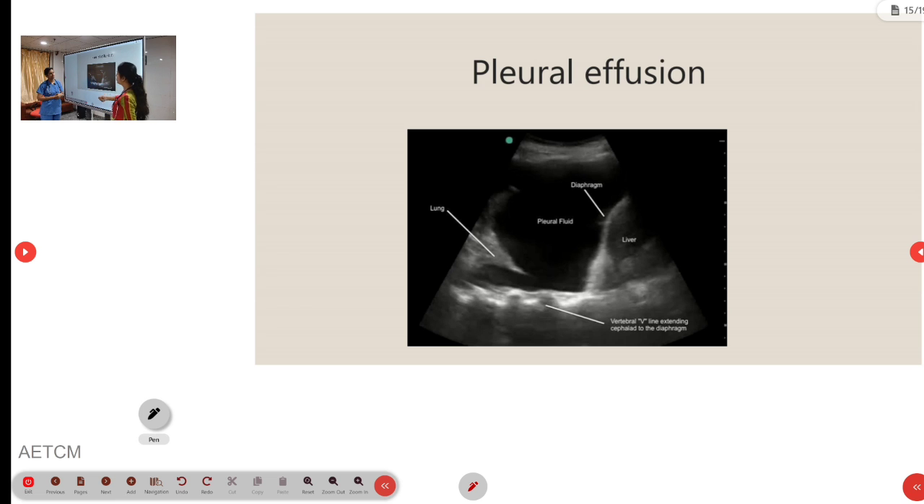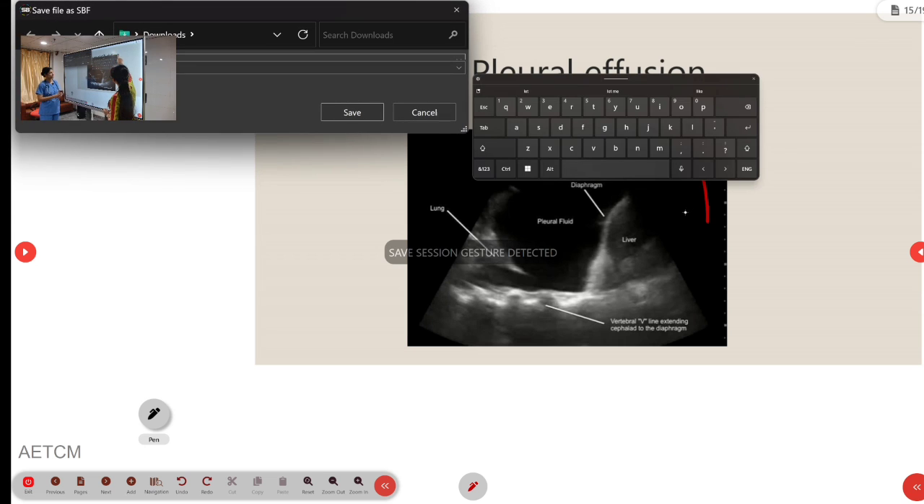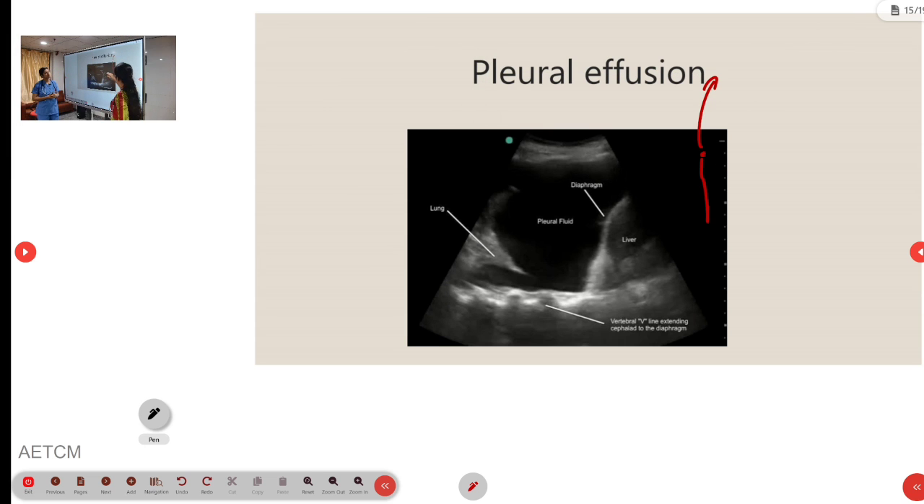As we look for the Morrison's pouch, we need to extend it upwards with the curved probe, keeping it vertically pointing. The pointer should be towards the head end, and we need to trace upwards. Where will you keep the probe in case of checking for the splenorenal angle? It is a little bit high above.